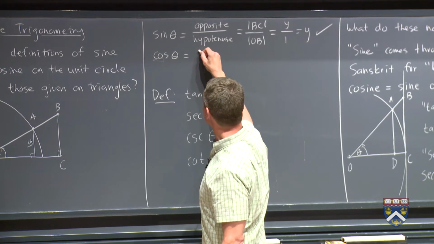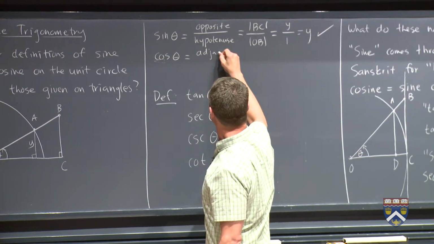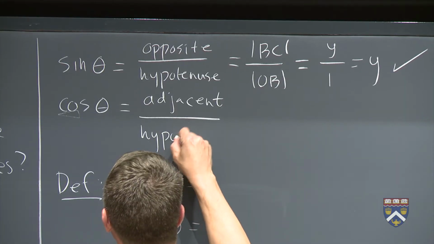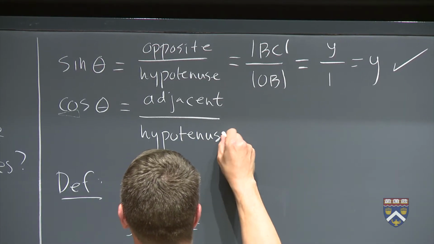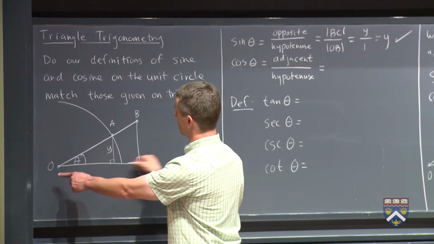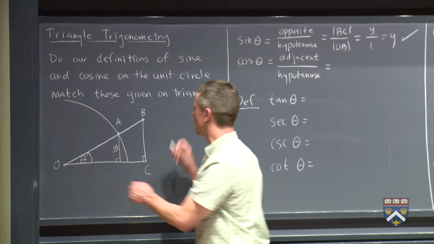Cosine is the adjacent side over the hypotenuse. And remember, here we're hoping that this is going to work out to be the x value. So on my big triangle, adjacent is OC, hypotenuse is still OB.